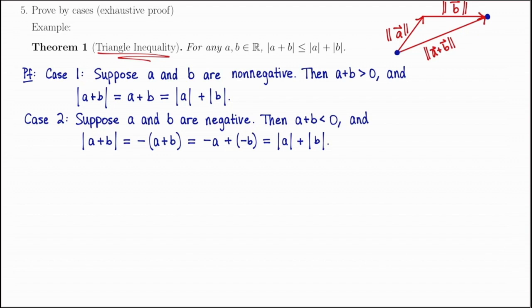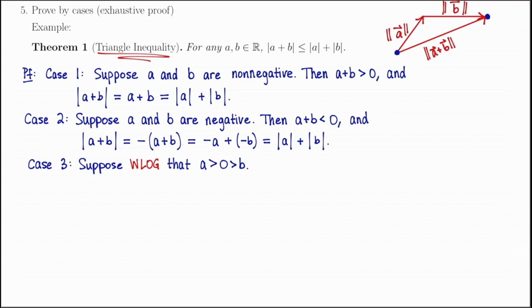Inequality happens when they have opposite signs. So for our final case in this first version of the proof, suppose without loss of generality that a is positive and b is negative. Here it really is without loss of generality because we're doing addition, so it doesn't matter if I write a plus b or b plus a. So I can take a to be positive and b to be negative.